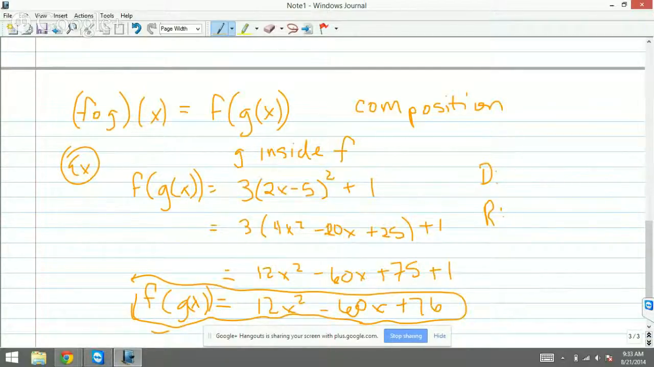Taylor, take a stab at it. What can we put in there? 2. You can put 2 in. 2, 1, 2. Right, yeah. Thank you, Taylor. All real numbers. You can put anything in there. There's no division. There's no square roots. It's open. What are our outputs going to be?